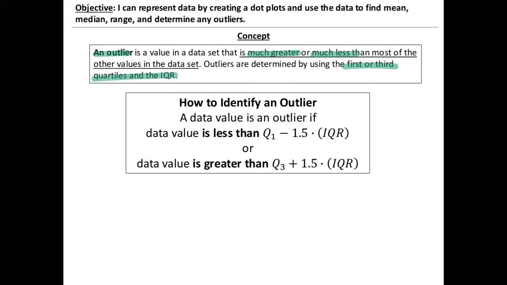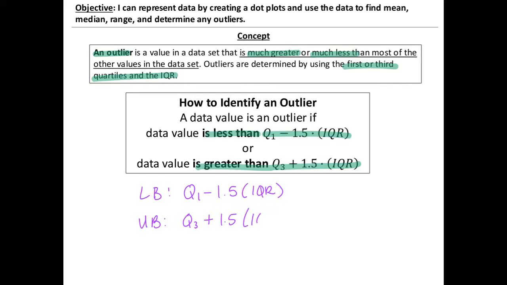So how do I identify an outlier? A data value is an outlier if the data value is less than Q1 minus 1.5 times the IQR, or is greater than Q3 plus 1.5 times the IQR. So that's going to be my lower bound and the upper bound. My lower bound, LB, is Q1 minus 1.5 times the IQR. My upper bound, or UB, is Q3 plus 1.5 times the IQR.